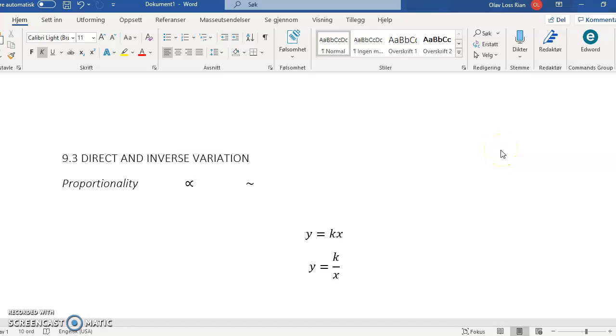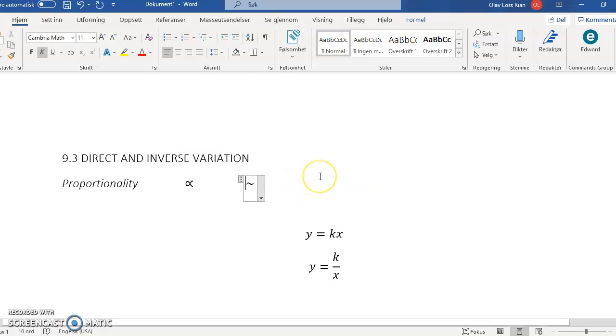So we'll have a look at the concept of variation, direct and inverse variation. And this may seem like something very new and strange, but this is something you already know as proportionality. You have this strange new symbol here, which I've never seen before, and you're not going to find it in Microsoft Word either.